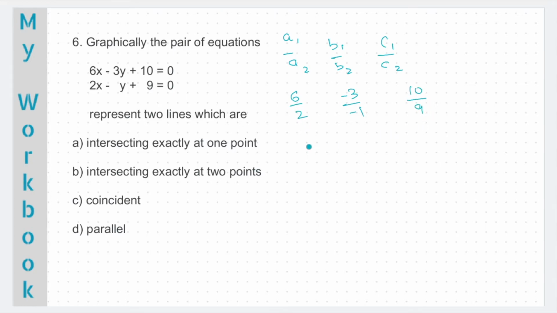6 by 2 can be reduced to 3 by 1. Both are negative, so it will be a positive answer, and this is 10 by 9. Here we see that these two are equal, however this is not equal. So a1 by a2 is equal to b1 by b2 but not equal to c1 by c2, which again leads to parallel lines. So option D, parallel, is the correct answer.